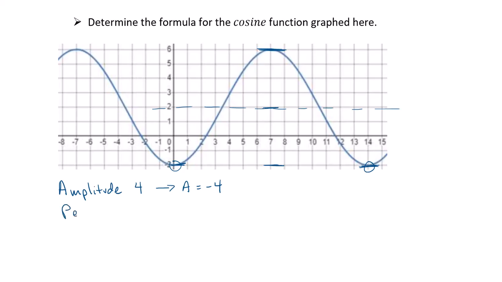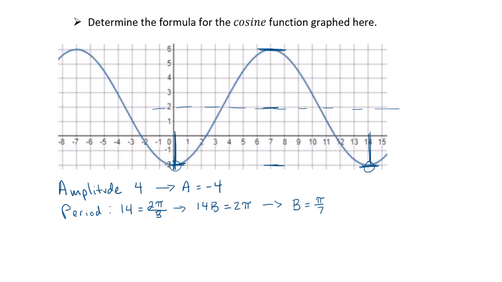The period, let's see, we start here at 0 and we've ended at 14. So the period is 14. Now we can use that information. We know 14 is what my 2 pi over b is. So if I would solve this, I get 14b equals 2 pi. Divide both sides by 14, and this is going to give me a b value of pi over 7.